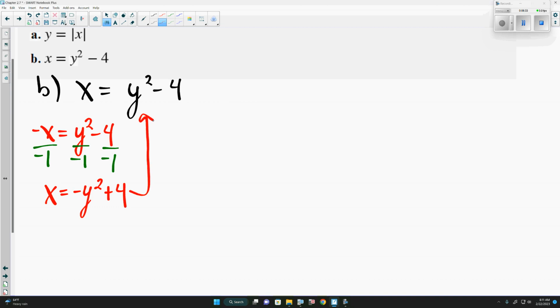Are these two equations the same? No. So what that tells us is it is not symmetric to the y-axis. It's not going to be reflected across the y-axis. So that doesn't work.